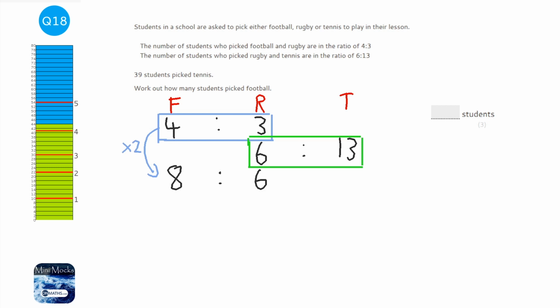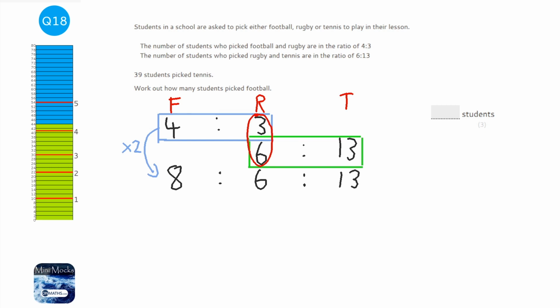So what I can then do, because it's the same parts of rugby, is say that it's 13 parts tennis. All I'm interested in here is matching these two up to make these both the same. So I times the one in blue by 2 and it made it exactly the same.